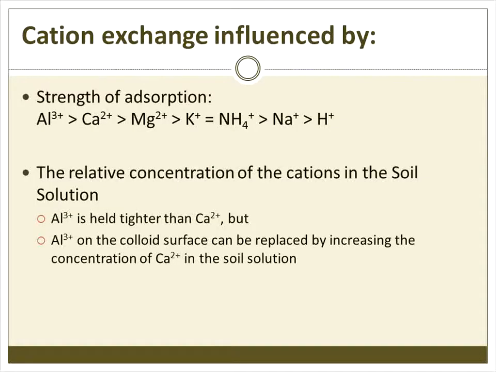Now, I indicated earlier that we would talk a little bit about strength of adsorption. There are a couple of things I want you to think about. One is the number of charges. Let me see if I can get a better looking pen. All right, one is the number of charges. So aluminum with 3, calcium with 2, magnesium with 2, and then potassium. Obviously, the things that are 3+ charge are held tighter than the things that are 1+ charge.